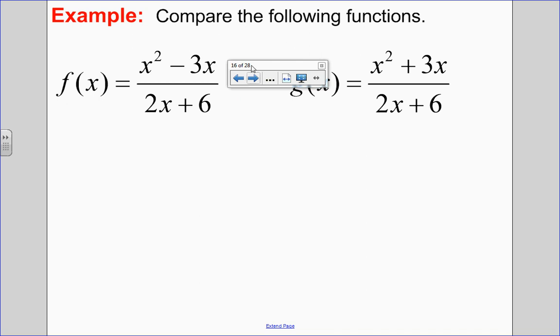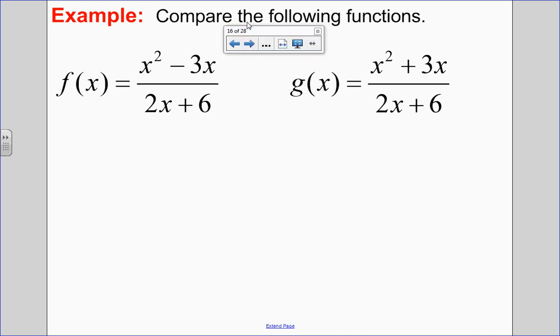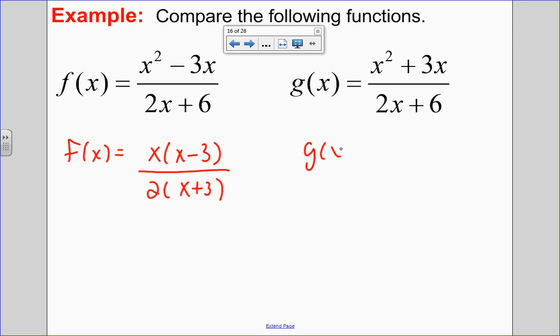Okay, let's compare these two graphs. Compare means tell me how they are the same and also how they are different. So for this one here, let's factor. f of x is x times x minus 3 over 2 times x plus 3. g of x is x times x plus 3 over 2 times x plus 3. So same denominator, different numerators. I want to talk about how they're the same and different.